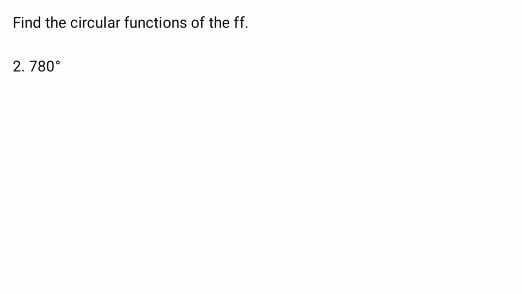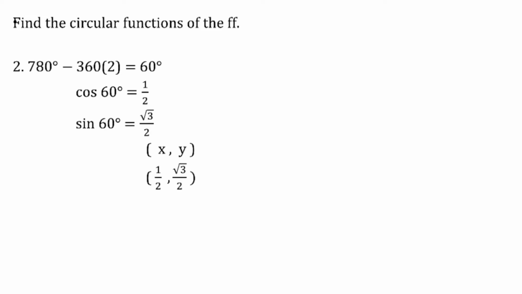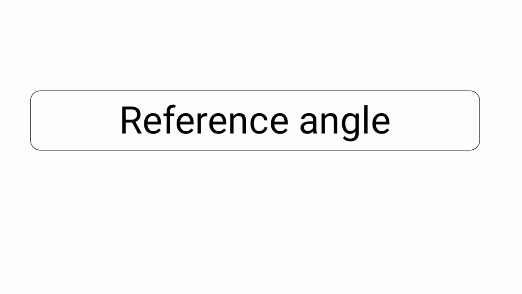Number 2, 780 degrees. Minus it by 360 times 2, or 720, we have 60 degrees. Cosine 60 degrees is equal to 1 half in the unit circle, and sine 60 degrees is equal to square root of 3 over 2 in the unit circle. X and y, quadrant 1, so our circular functions in 780 degrees is 1 half and square root of 3 over 2.